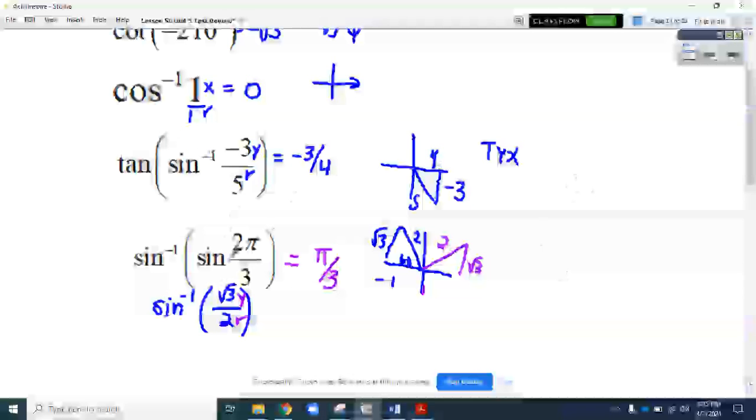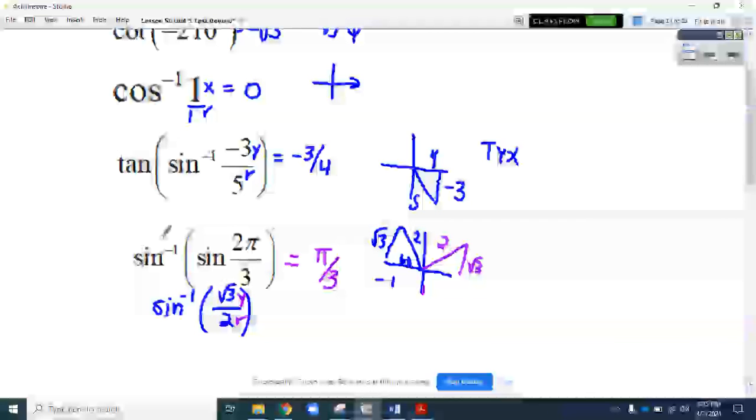And then for our last one, we start on the inside again. This is a regular sine of 2/3. So I just drew 2/3. It was a 60-degree reference angle. I have my y over my r, so I got root 3 over 2. You can see that here.